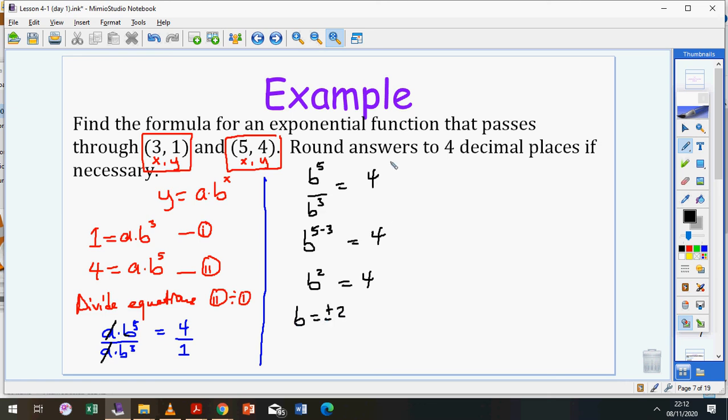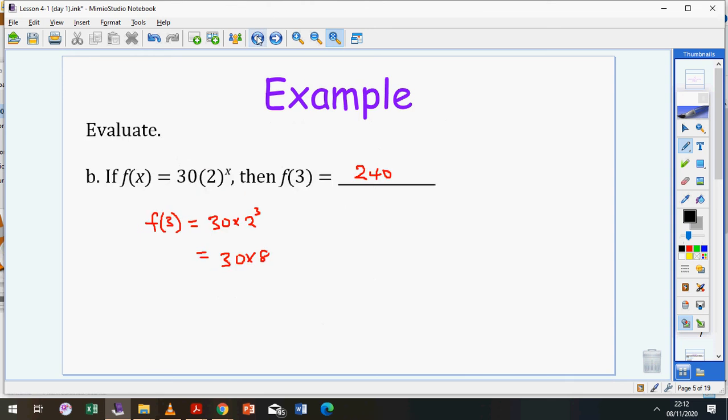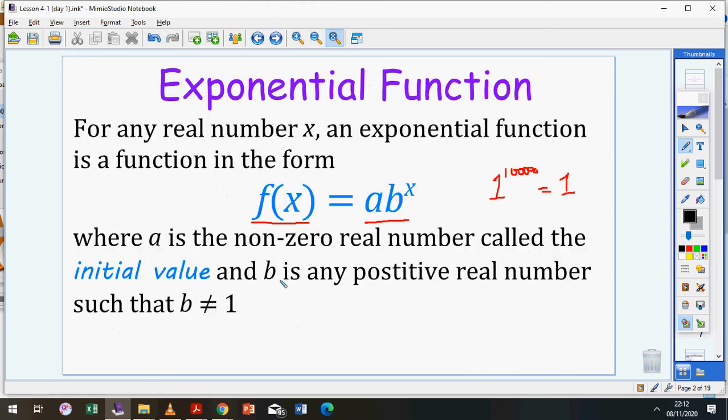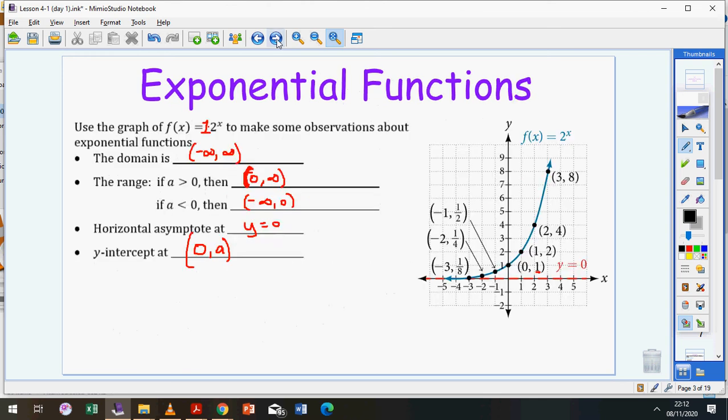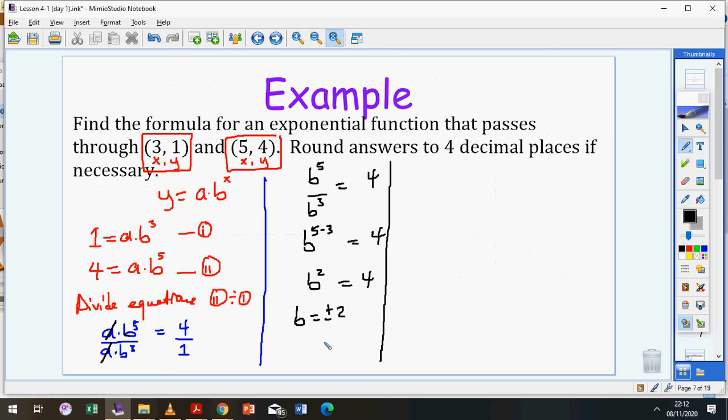Now remember that in the definition of an exponential function, we said that b has to be a positive real number. Since b has to be a positive real number, I can immediately say that my b value from this is only going to be positive 2, right? Because I'll discard the negative value.